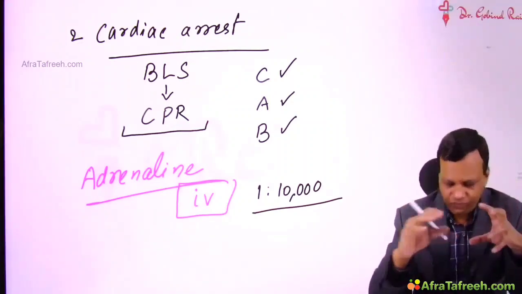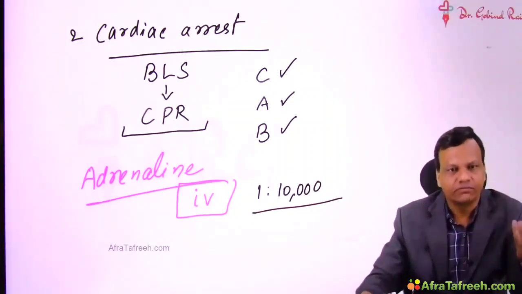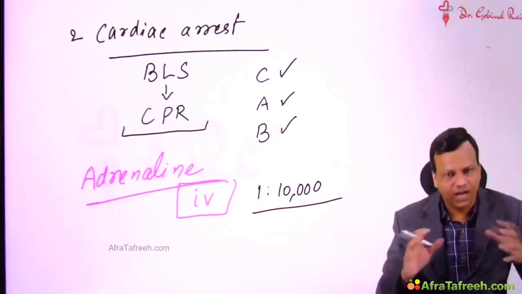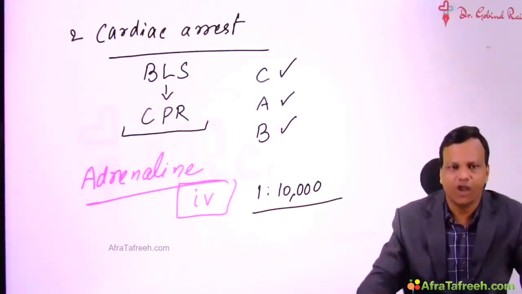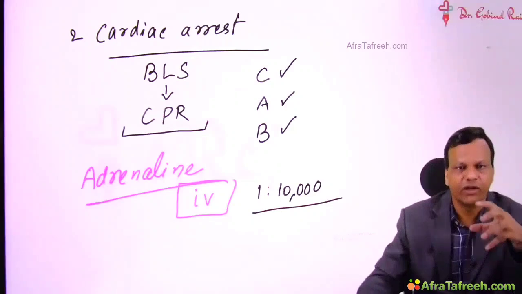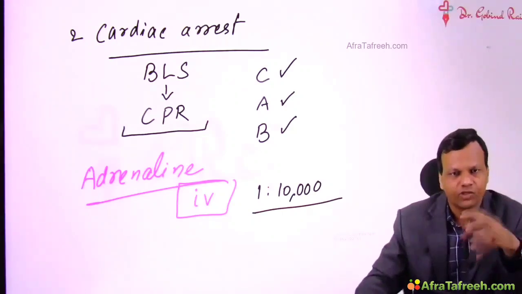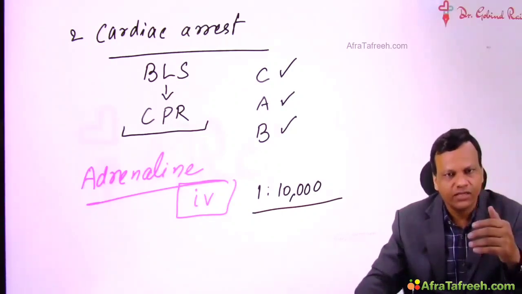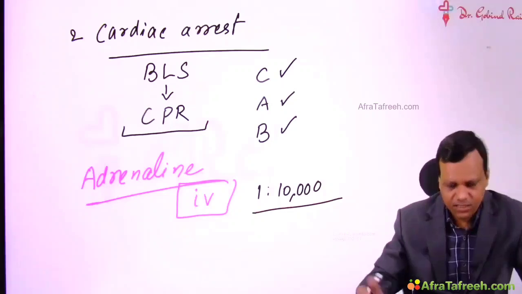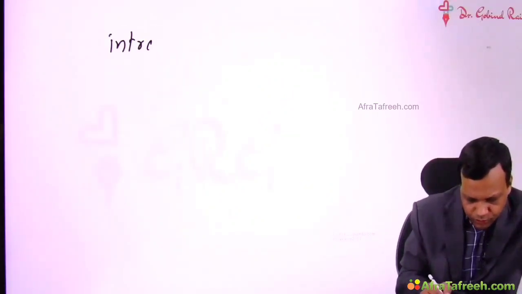Now suppose we are not able to find the vein. Remember, the person is unconscious, but heart is not pumping, the veins must have collapsed. So high chances that we will not be able to find a vein. So when we are not able to find the vein, then how we will give adrenaline? Yes, in that case we will give adrenaline by intraosseous route.